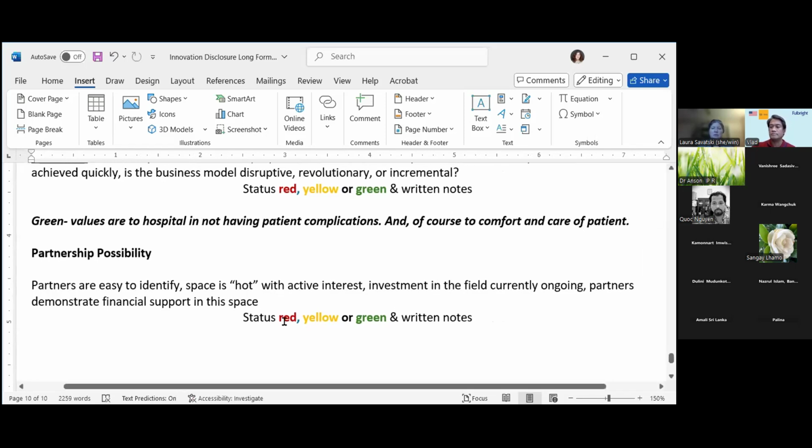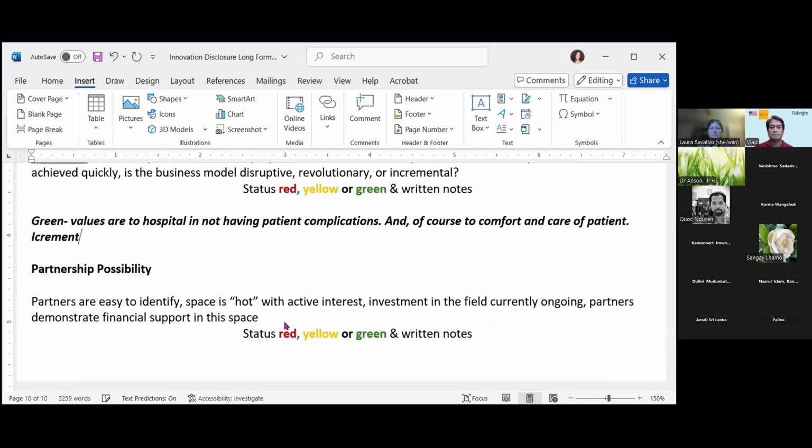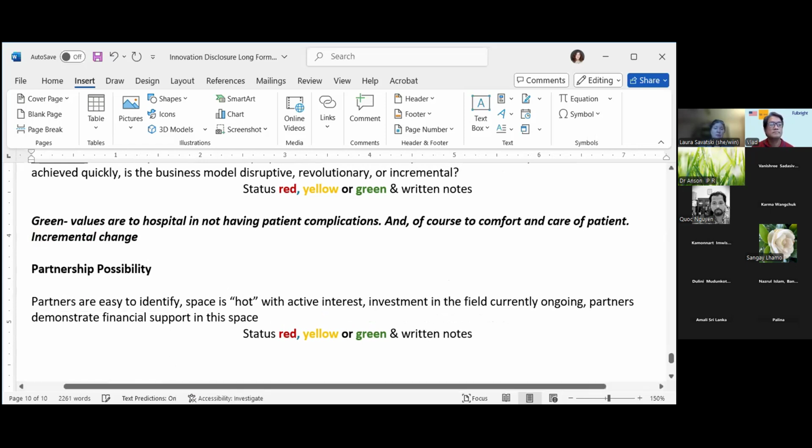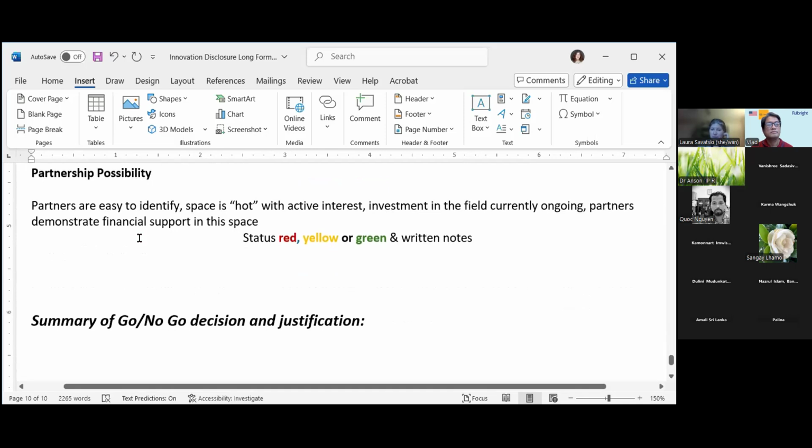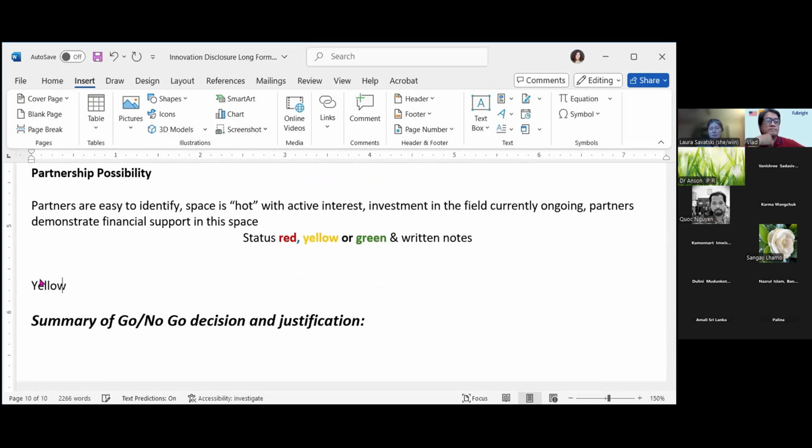And I would call this an incremental change because there are already methods to cool. It's an ice pack. And this is just an electronic means of cooling. Partnership possibility, I'd again put that one in yellow. And I'd say that likely limited number.